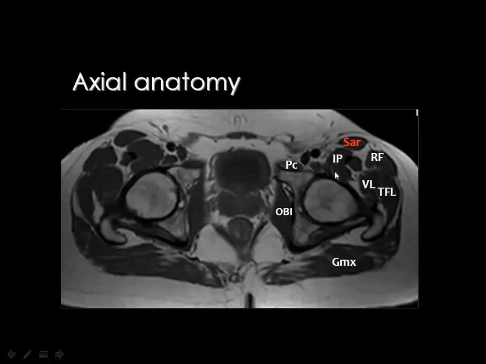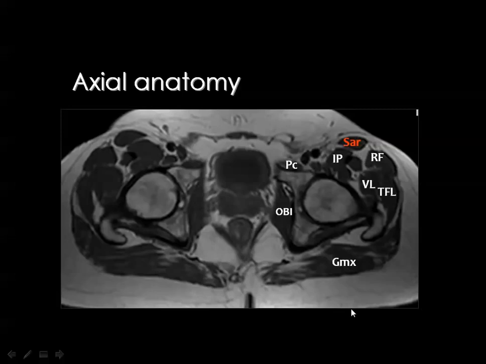Then lateral to the vessels, you will see the iliopsoas muscle, and this is an important muscle to be known. Then more lateral to the iliopsoas, you will see the rectus femoris, and then the vastus lateralis, as well as the tensor fasciae lata. While anteriorly, you will see this muscle, which is the sartorius.